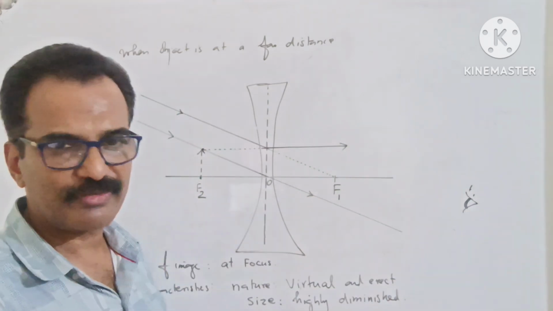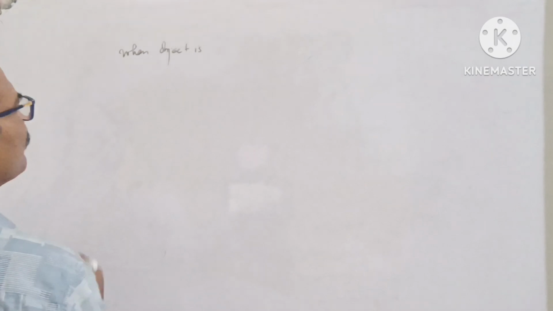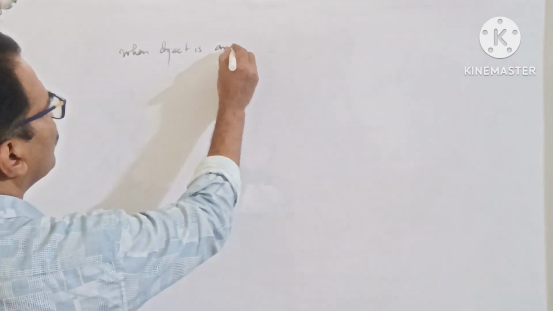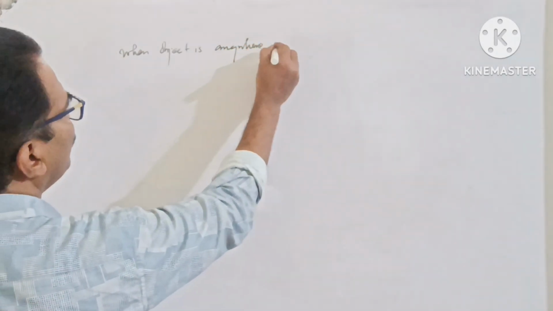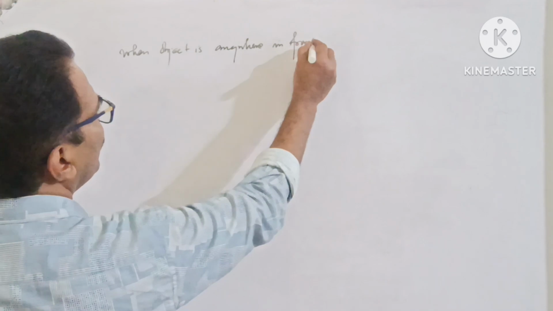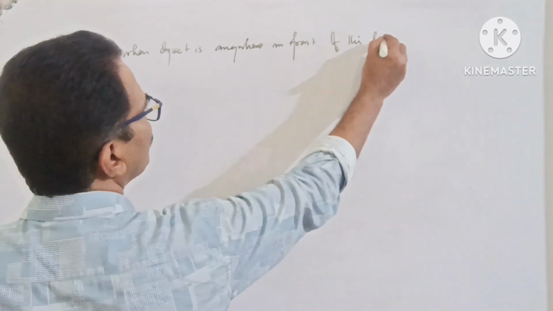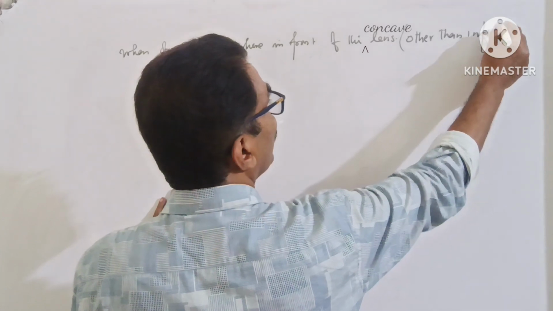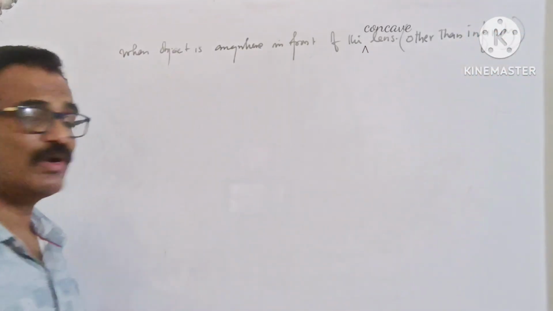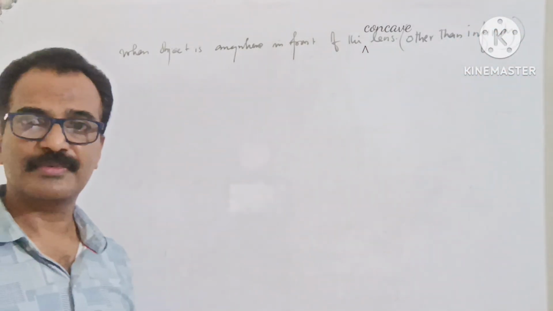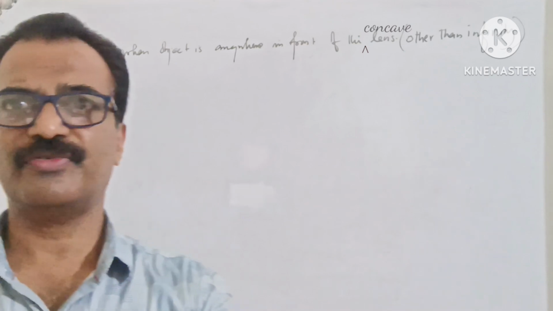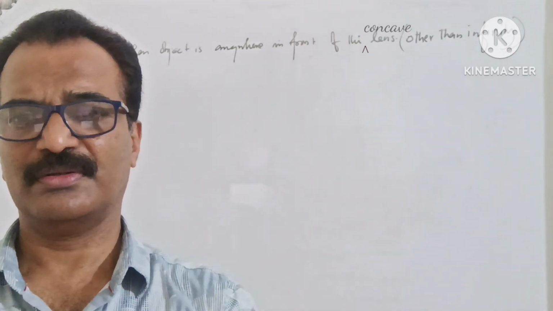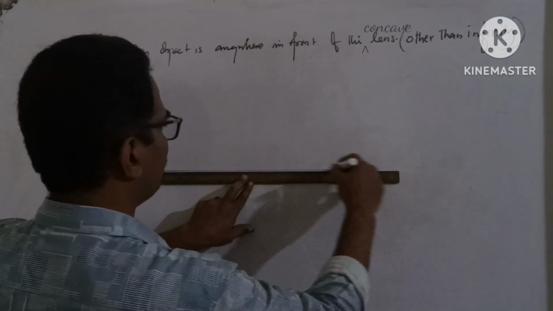Now only one more case is there, when the object is anywhere in front of the lens, other than infinity. The infinity case we already discussed. So anywhere in front of the lens other than infinity. Can you see what I am writing? Yes, sir.